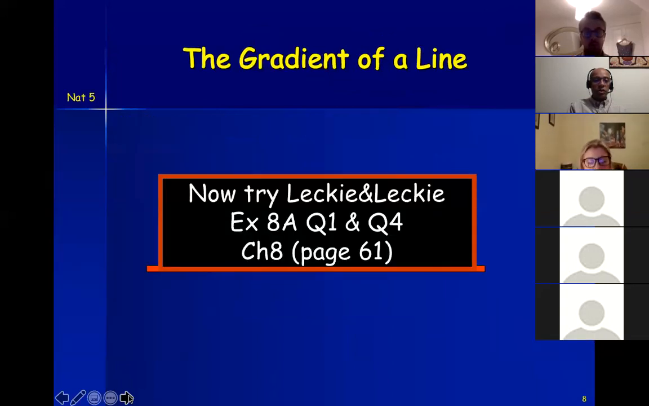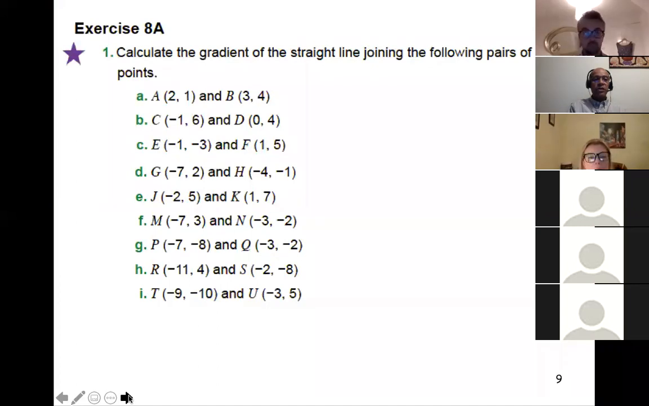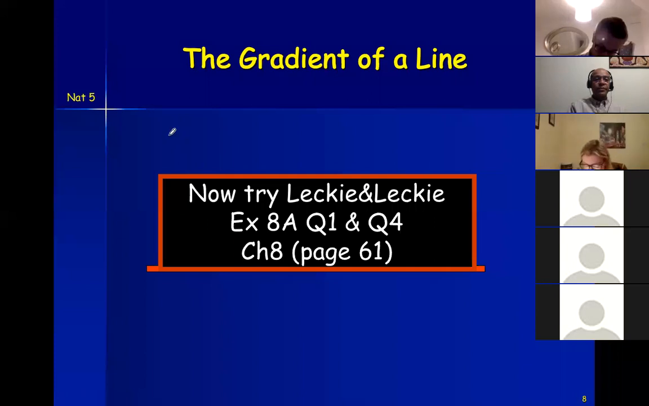So let's try some examples. So this is for your homework, so that you can practice. Page 61. Exercise 8A, question 1 and question 4.